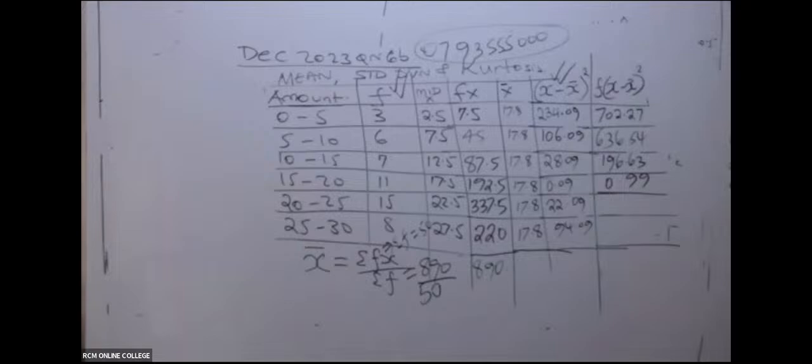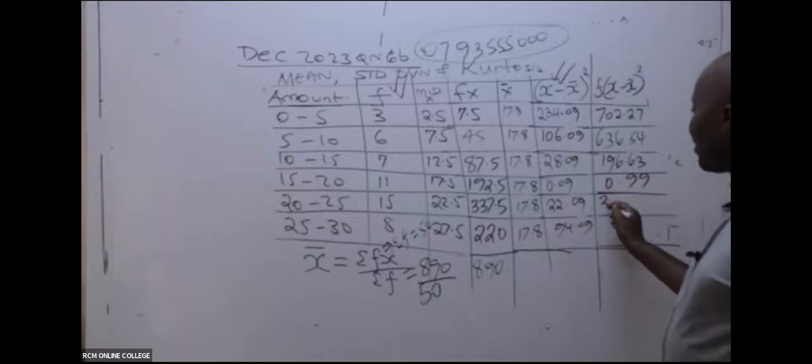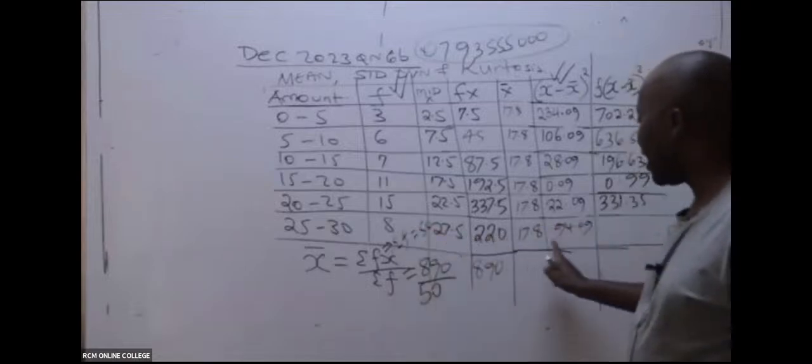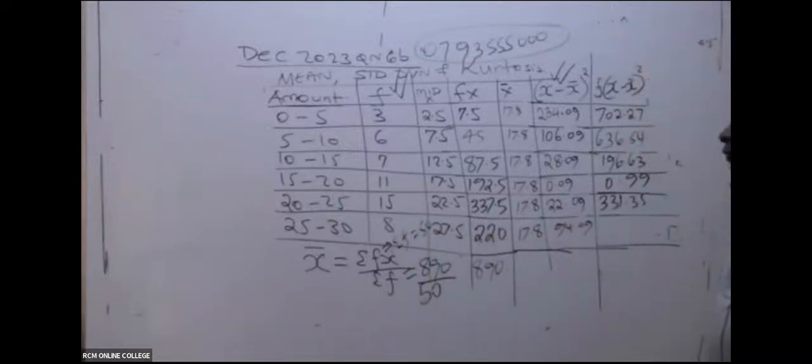15 times that. So we have here 331.35. From there, we have 8 times 94.09. Thank you very much, Evelina.